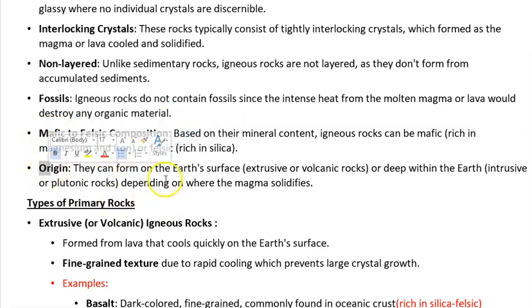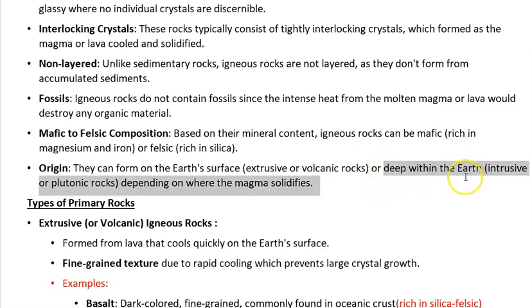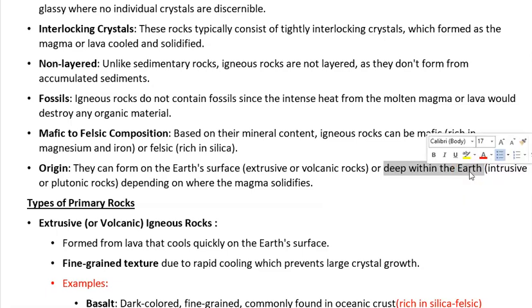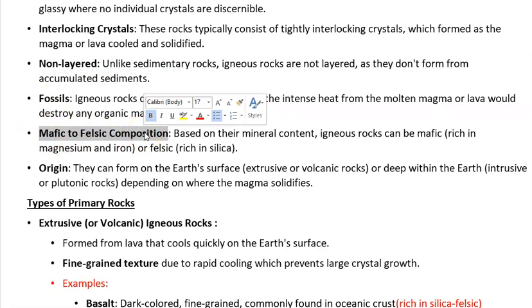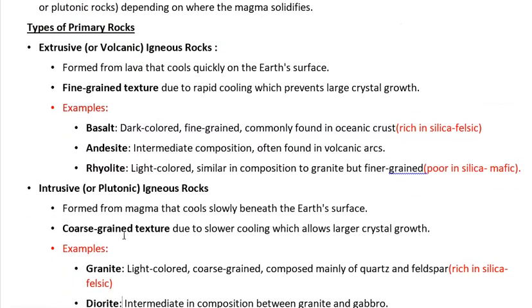Then about origin, they can form or solidify on the surface of the earth. That is called extrusive or volcanic rocks. If it is solidifying or cooling beneath the surface of the earth, that is called intrusive or plutonic rocks. So that is the origin. We talked about texture, how the crystals are interlocking, that there is no layer formation, no fossil, then the silica content or other mineral content, by which it is divided into mafic or felsic. Then about the origin, where it is cooling down, on the surface or beneath the surface.